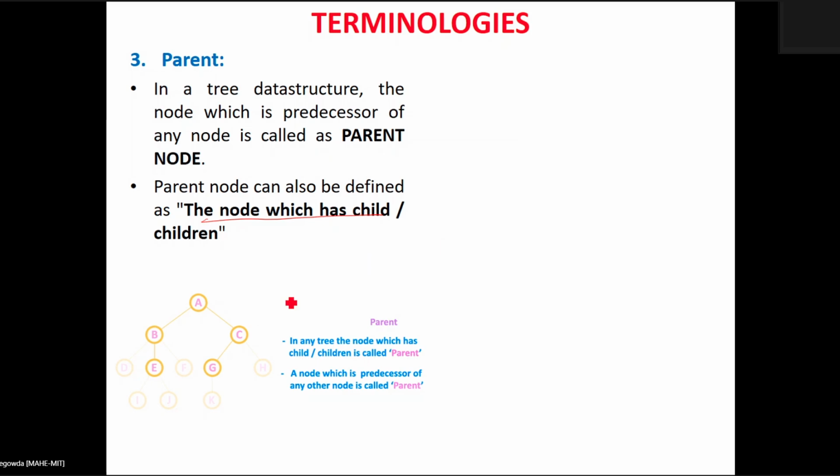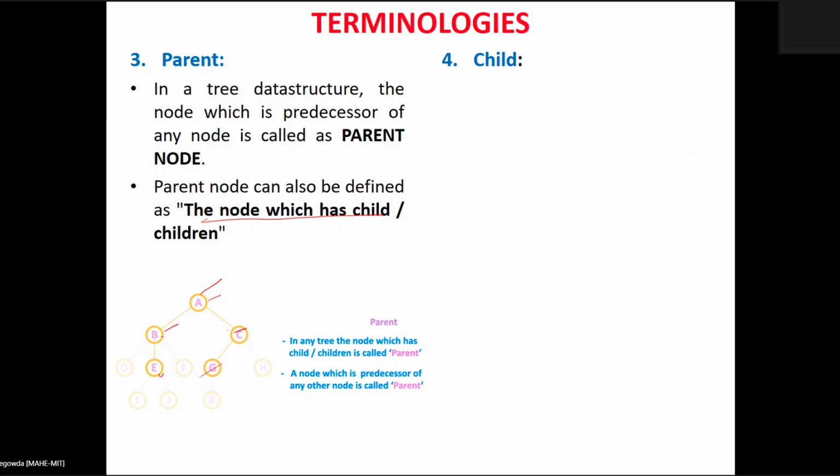If you look at this particular example, A, B, C are parent nodes. A is the parent of children B and C. Similarly, B is the parent of the node E, and so on. So in general, a parent node is an immediate predecessor of the node.